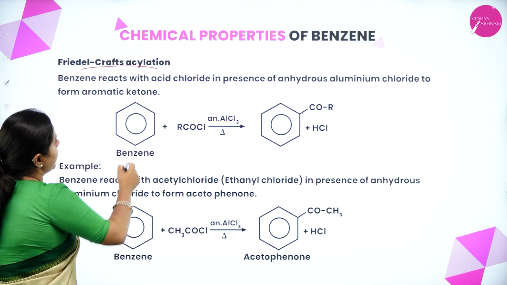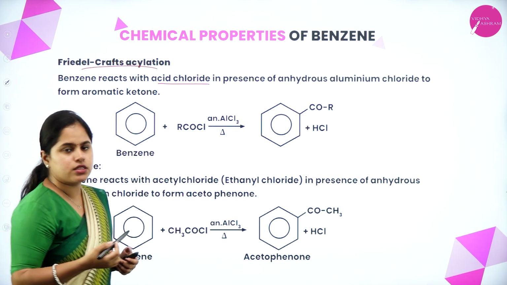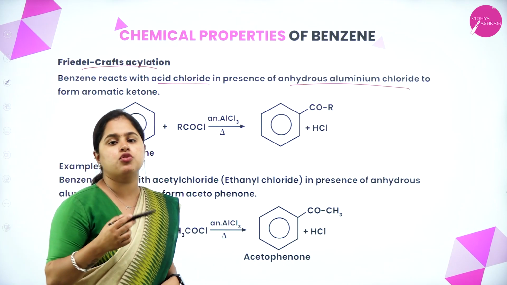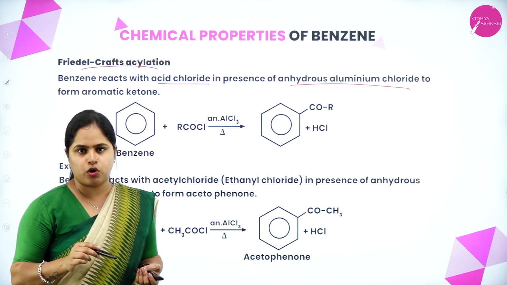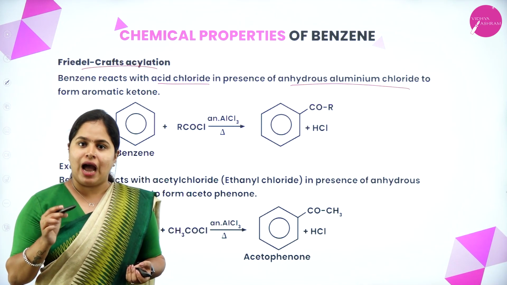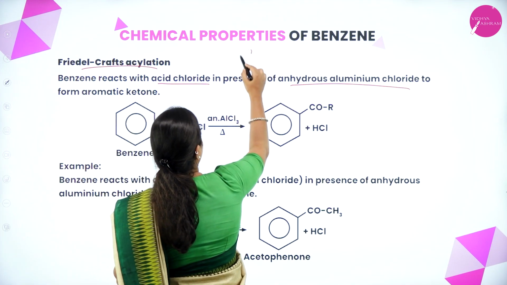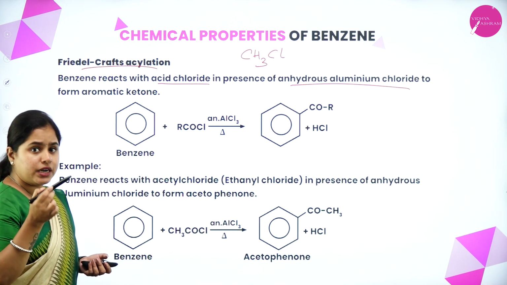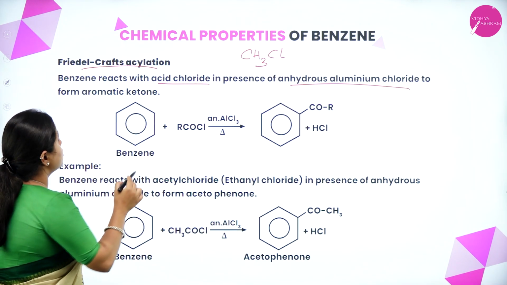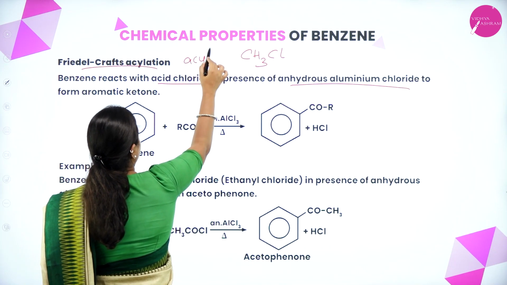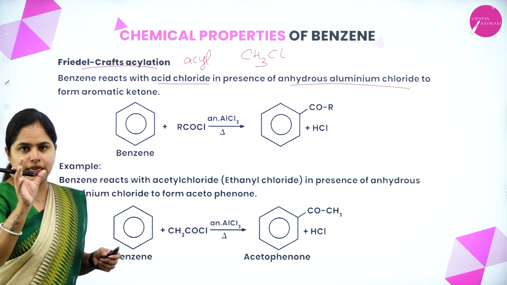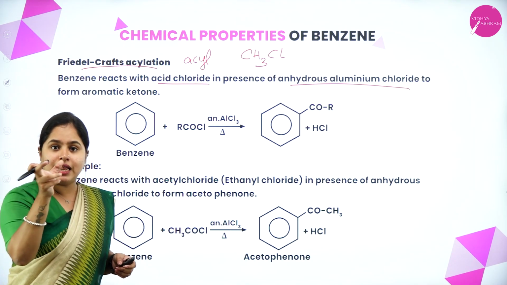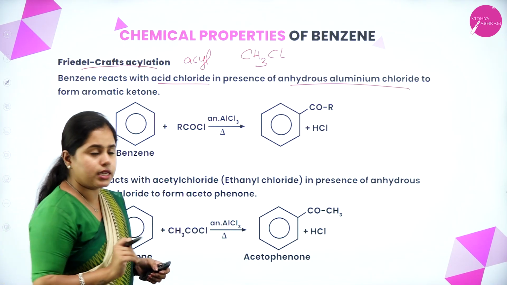So, let's see. Benzene reacts with acid chloride in the presence of anhydrous aluminium chloride. In the case of alkylation also, we were using anhydrous aluminium chloride. But there we were using alkyl halide, right? For example, if I need to substitute a methyl group, I take CH3Cl. But here we have to add which group? We are going to substitute the hydrogen with an acyl group, okay? So I need to react benzene with something so that I'll get the acyl group from there.